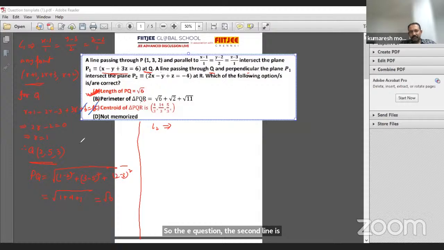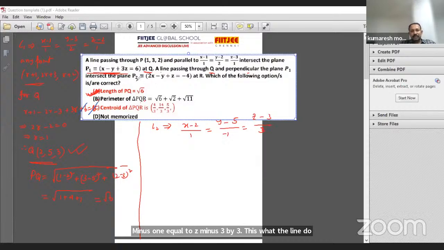I got the point Q. So the line is passing through a point and perpendicular to the plane. So what is the line equation? L2: x minus 2 by 1, because the P1 plane is perpendicular, so the normal to the plane and the line must have the same direction ratio, equal to y minus 5 by minus 1, equal to z minus 3 by 3.